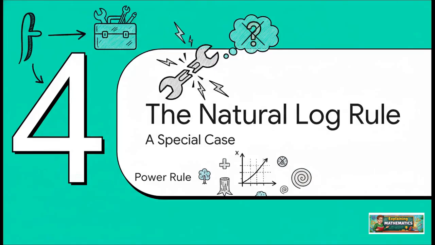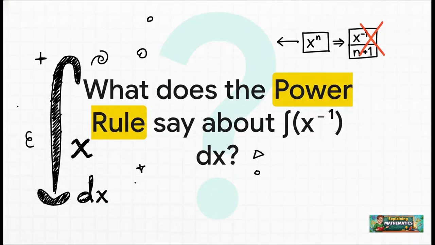Our toolkit is looking pretty good right now, but there's a catch. There is one very specific case where our most powerful tool, the power rule, completely and utterly fails us. Let's find out why. So, take a look at this. What happens if you try to integrate 1 over x? Well, as the hint says, that's the same thing as x to the power of -1. So go ahead, try to apply the power rule to that.